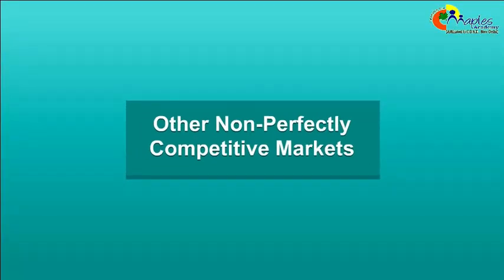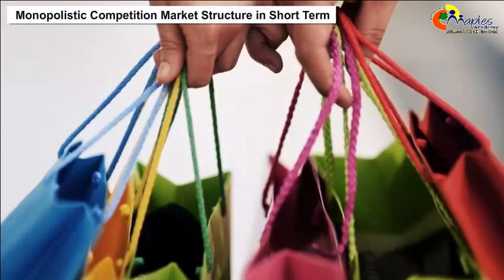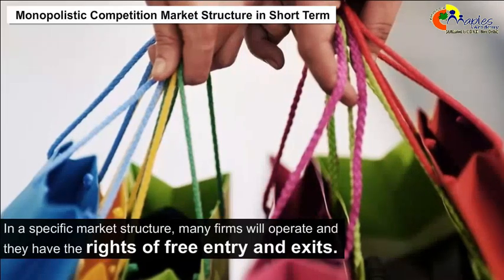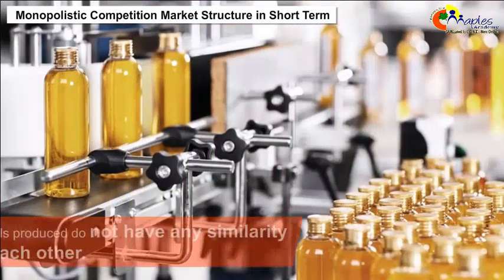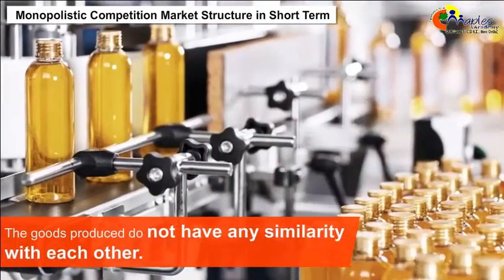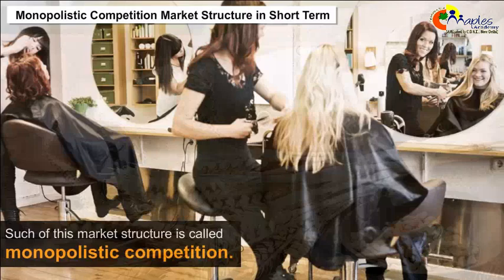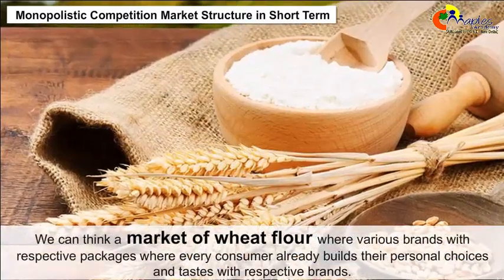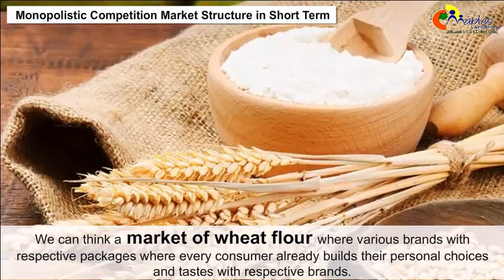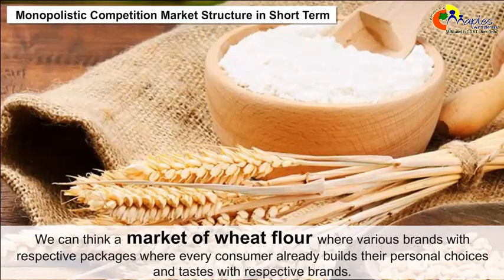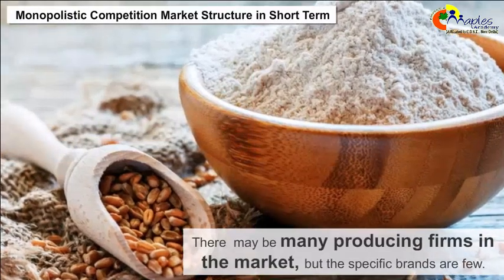Other non-perfectly competitive markets. Monopolistic competition market structure in short term. In a specific market structure, many firms operate, and they have the right of free entry and exit. But the goods produced are differentiated from each other. Such a market structure is called monopolistic competition. We can think of a market of wheat flour where there are various brands with respective packages, where every customer has already built their personal choices and tastes with respective brands. There may be many producing firms in the market, but the specific brands are few.